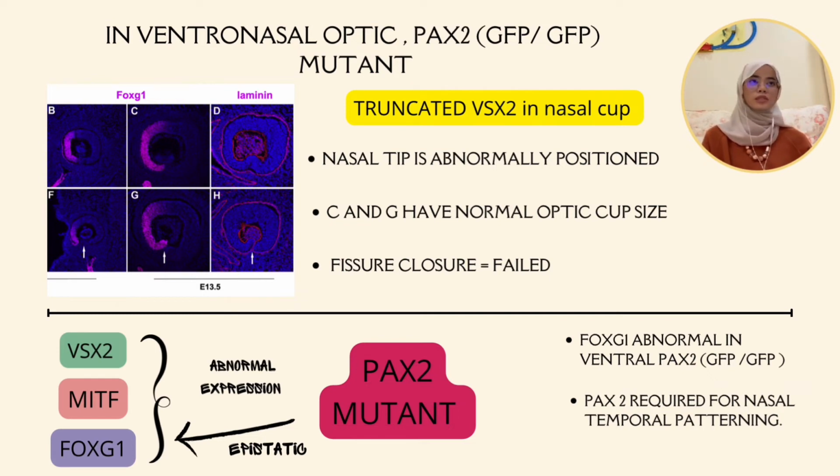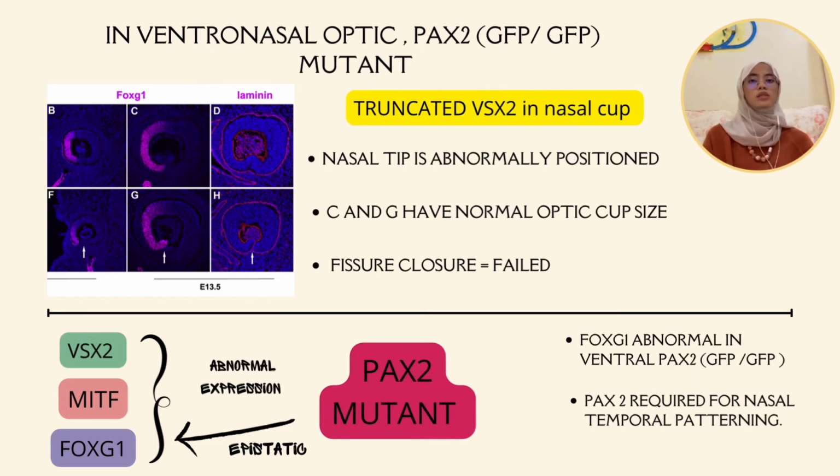Of course there are more transcription factors and proteins involved in eye development, but let's focus on these three. In the PAX2 mutant, the VSX2 won't be expressed normally, meaning sometimes it could be truncated. Due to that, it will produce abnormal eye development. As you can see in the diagram E13.5, let's say we have a truncated VSX2 in the nasal cup. Basically, the VSX2 is shortened. Maybe it went through a deletion during its expression. It will cause the VSX2 to not function well because it is shorter than its original size.